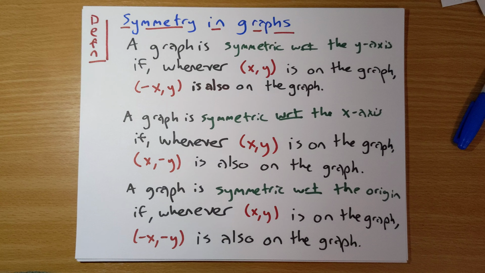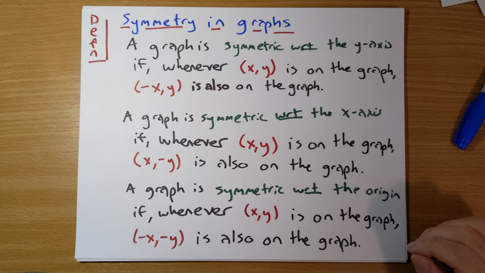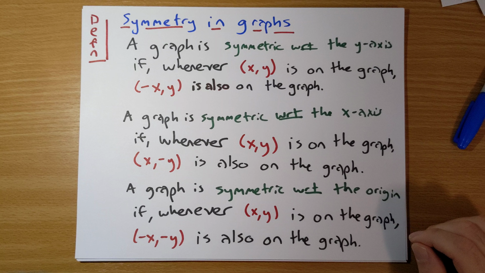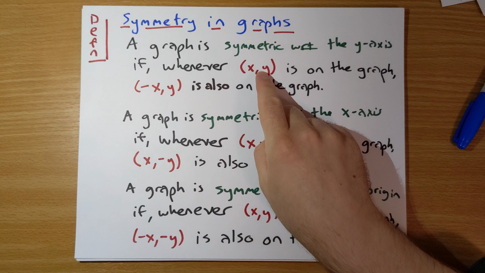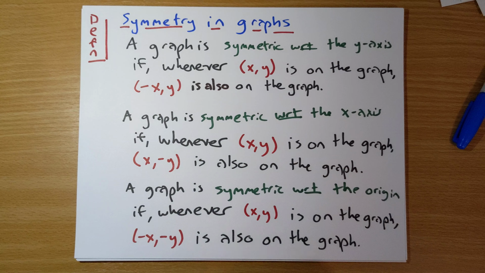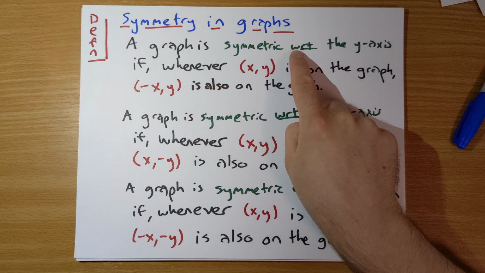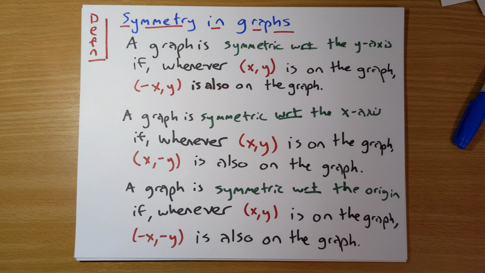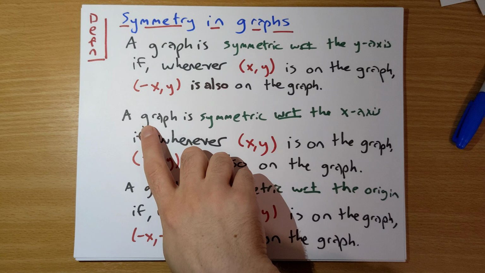One more topic to talk about is the idea of symmetry in graphs. So our definition here: a graph is symmetric with respect to the y-axis if whenever a point (x, y) is on the graph, (-x, y) is also on the graph. By the way, that WRT right there is math abbreviation for "with respect to." I'll use that a lot throughout the semester.